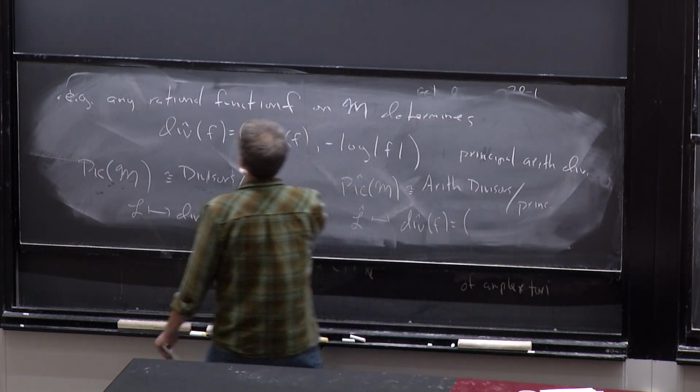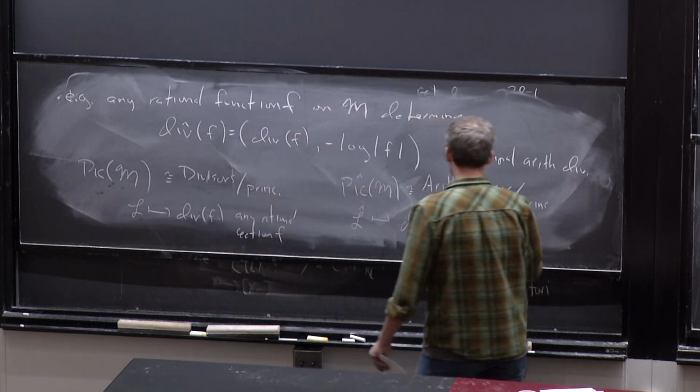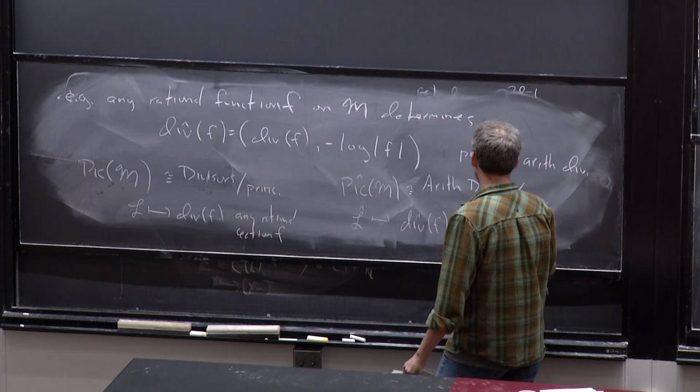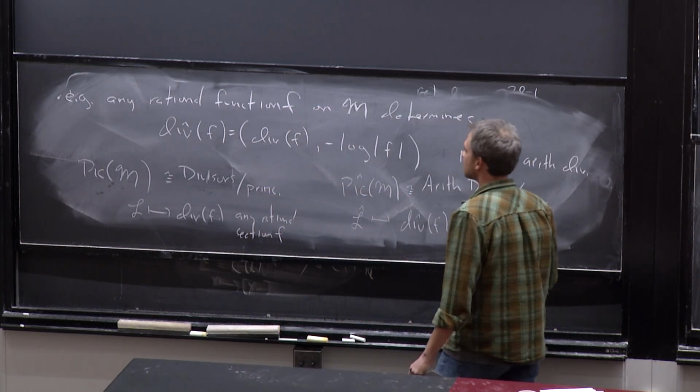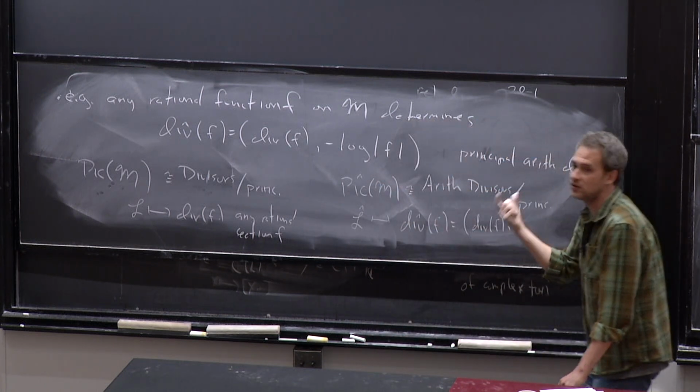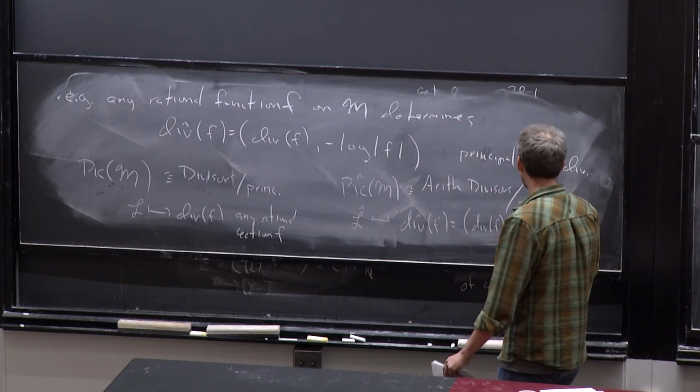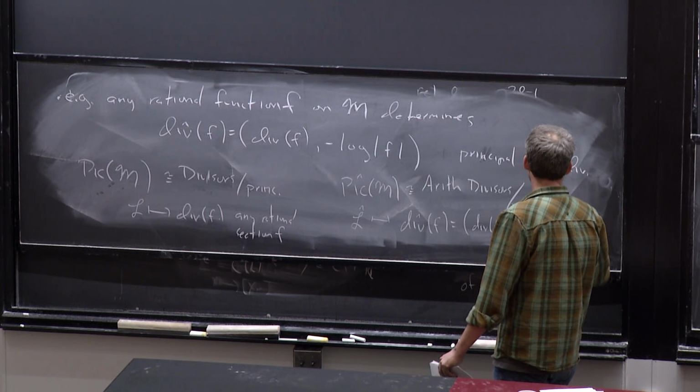Instead of a rational function, I now have a rational section, but div hat of f still makes sense. I just take the divisor of my section in the usual sense, and instead of the absolute value, I just use the metric on my line bundle to take minus log of the norm of f.